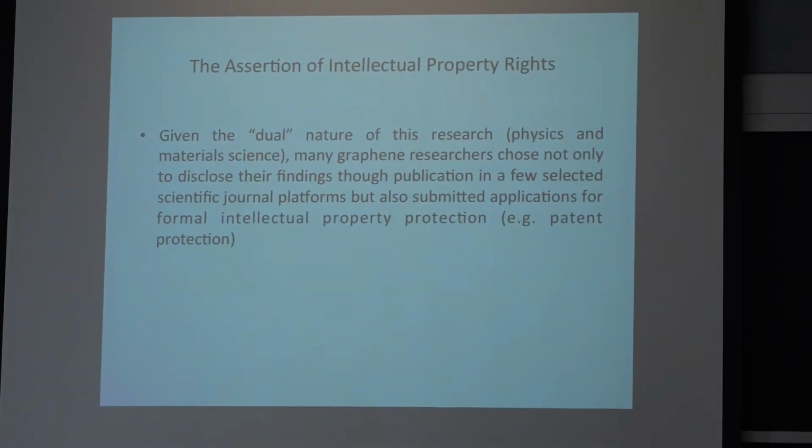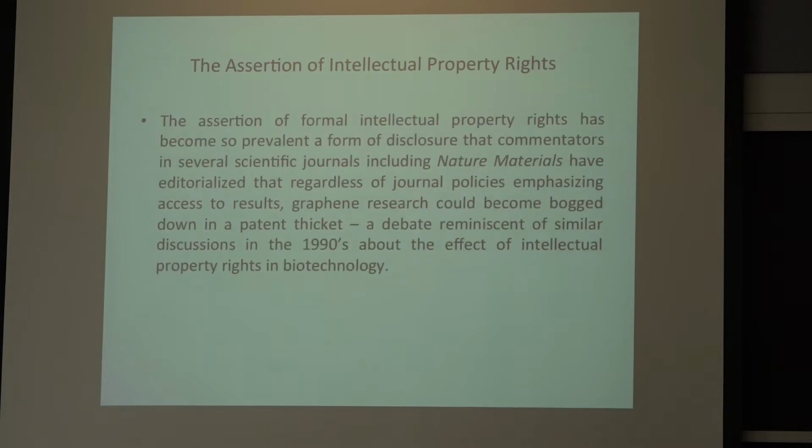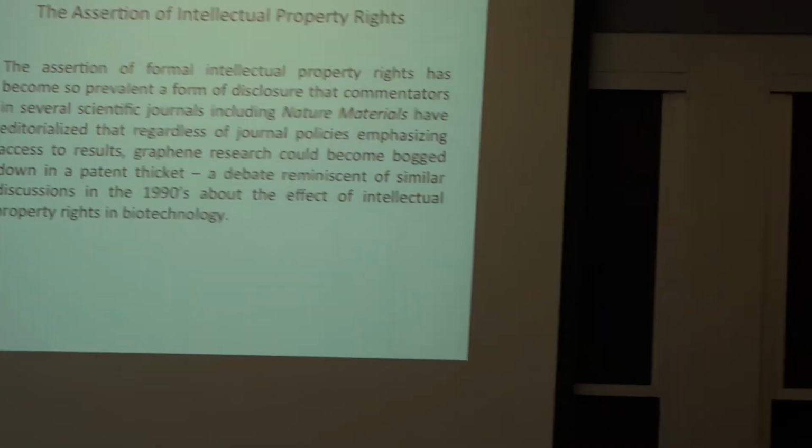Because of the dual nature of this research, physics and material science, many graphene researchers chose not only to disclose their findings in scientific journals like the ones that I showed, but they also decided to seek intellectual property protection for the processes that they were coming up with. And that brings us to patent paper pairs. The assertion of formal intellectual property rights has become a prevalent form of disclosure. Commentators in journals like Nature Materials have editorialized that regardless of the journal's policies for emphasizing access to results, graphene is one of those things that, if siloed by intellectual property protection like patents, could become bogged down in a patent thicket.